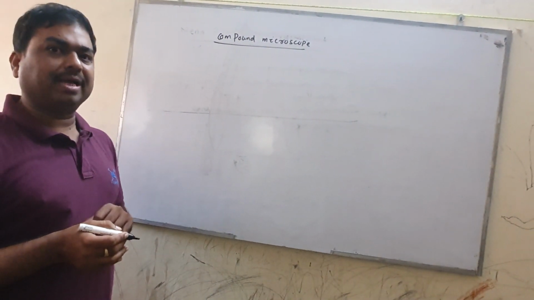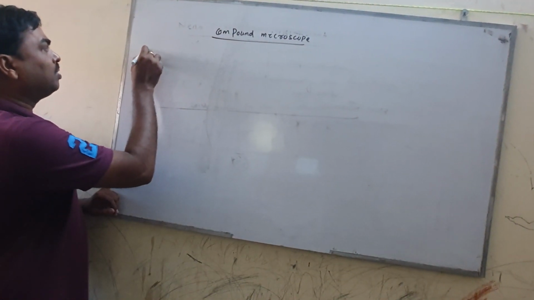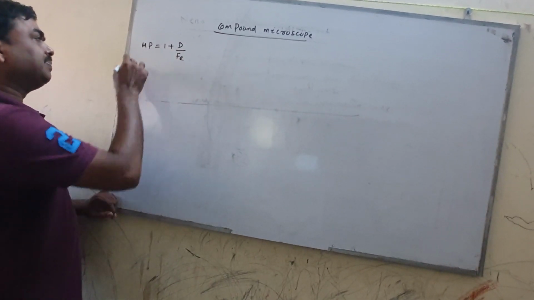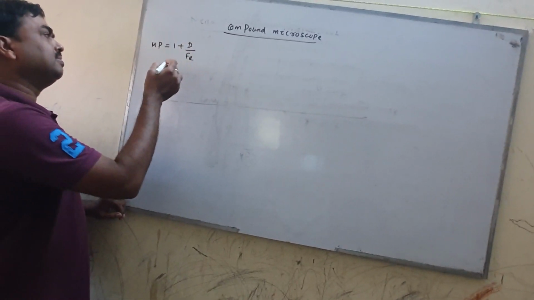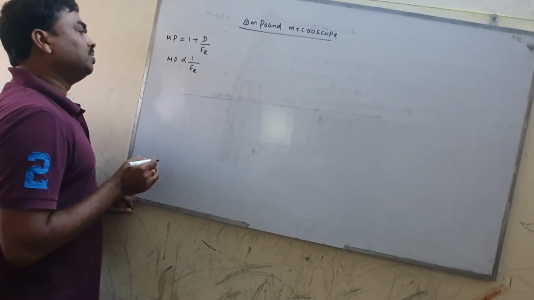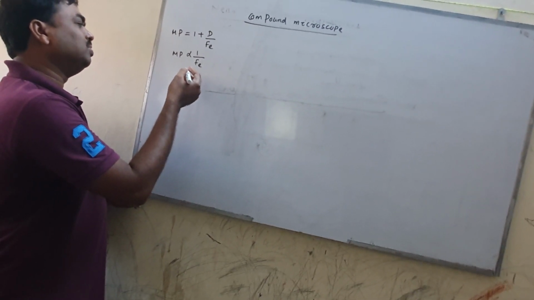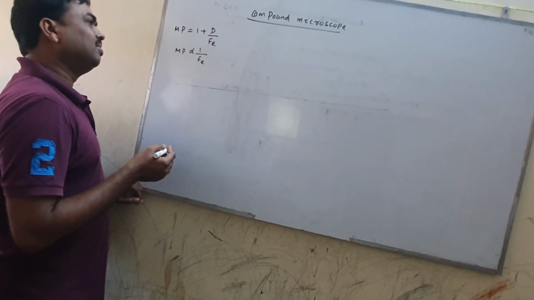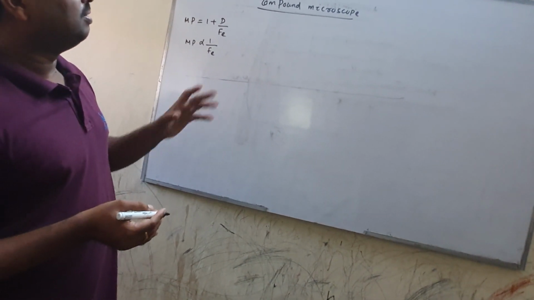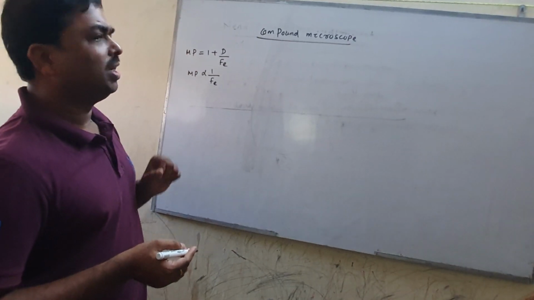Even it is not magnified by a simple microscope. You know, magnifying power for a simple microscope is 1 plus D by Fe. This expression indicates magnifying power is inversely proportional to Fe, but we cannot reduce Fe that much by using a single lens. This is why two lenses are required. Compound microscope, astronomical telescopes, these optical instruments have minimum two lenses.